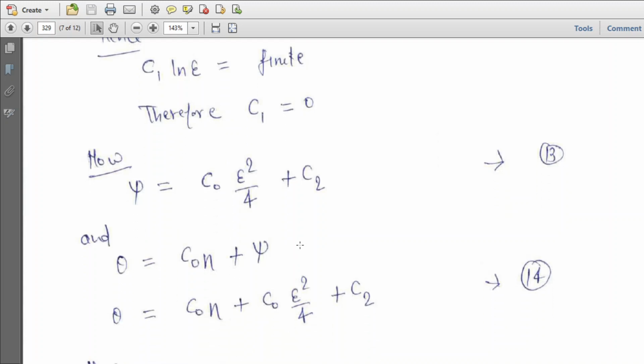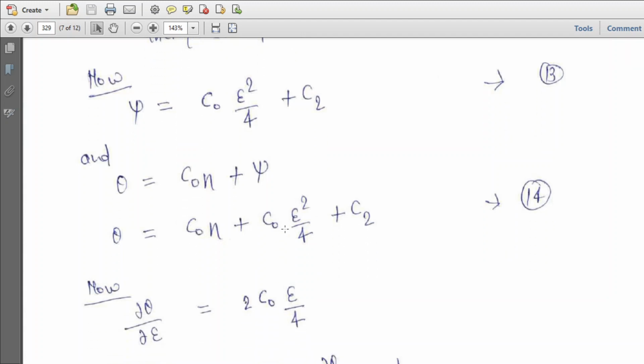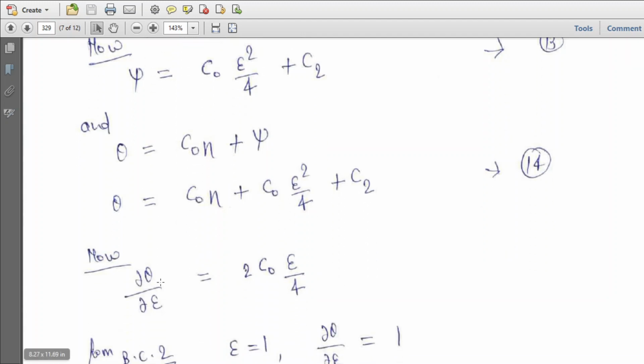Now theta equal to C naught eta plus psi. Now we can substitute the expression of psi. So theta equal to C naught eta plus C naught eta square by 4 plus C2. Now we can find del eta upon del psi equal to 2 C naught epsilon upon 4.